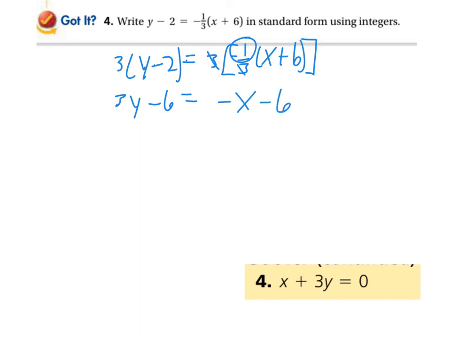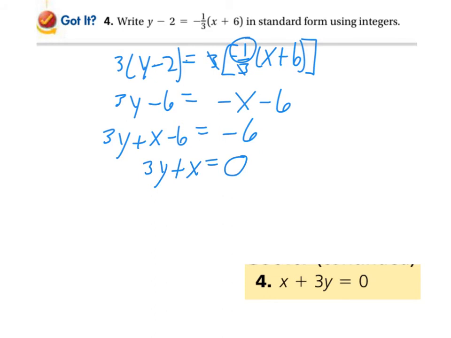Now, I do know I've got to move some other stuff around over here. So I need the x to move from here over to here. So I'm going to go ahead and add that x to both sides. So I'm going to get 3y plus x minus 6 equals negative 6. Now I want to get rid of the minus 6 here, so I'm going to add 6 to both sides. So I'm going to get 3y plus x equals, when I add 6 to both sides, I actually get 0 over here. We are almost in standard form. This x needs to be in front.